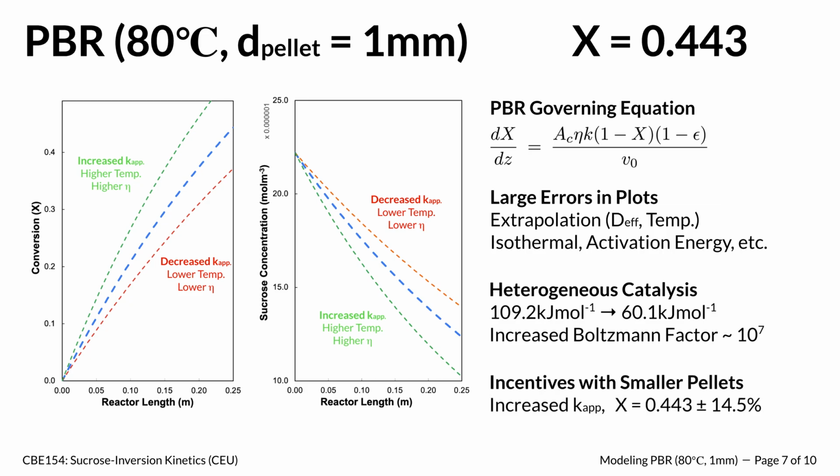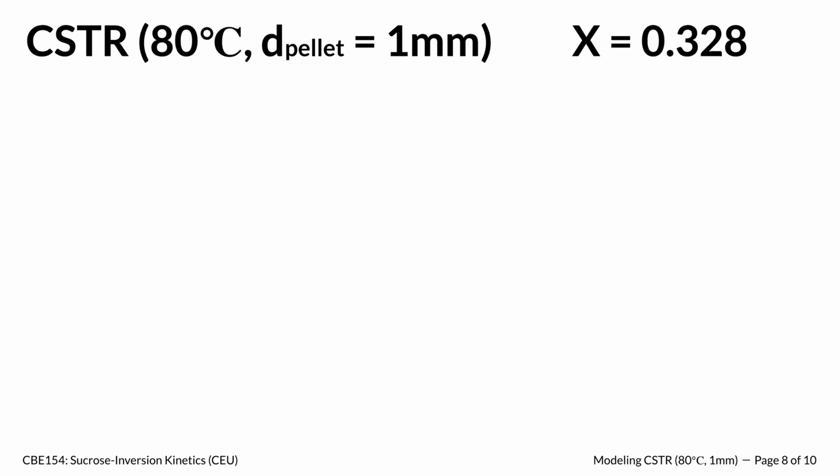While our modeled PBR exhibits a conversion of 0.44, using smaller pellets should further increase conversion. And this basically agrees with the conclusion that we made earlier in the presentation that smaller pellets are much more favorable for reactor use. Our team also modeled a continuous stirred tank reactor, denoted as CSTR, operating at the same conditions as the PBR earlier.